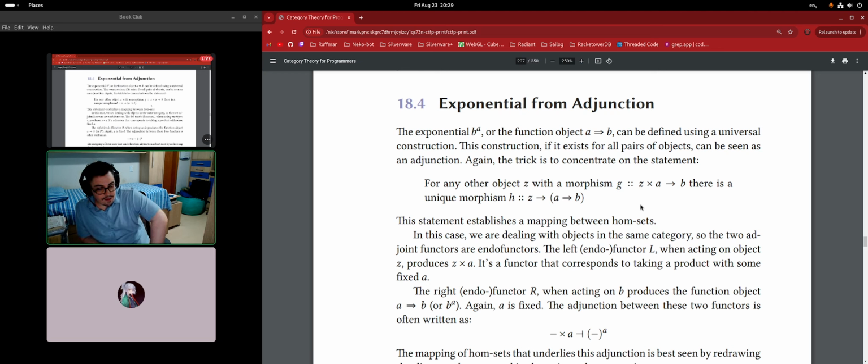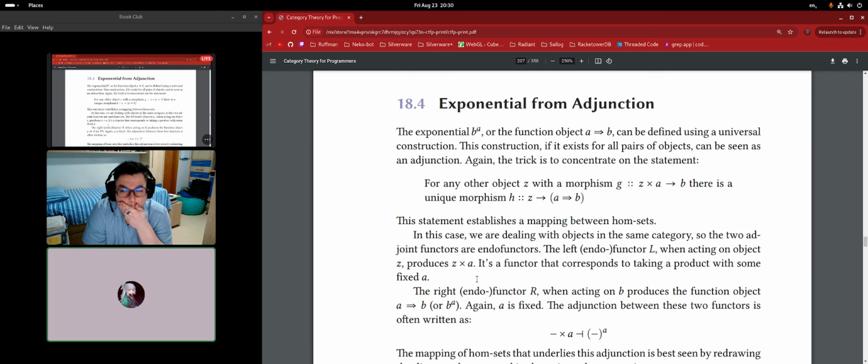So the left functor L, when acting on object Z, produces Z × A. So if it's a functor, it corresponds to taking a product with some fixed A. I understand that. But how do we know this? How do we know that the L functor is this? It goes from Z to Z and A.